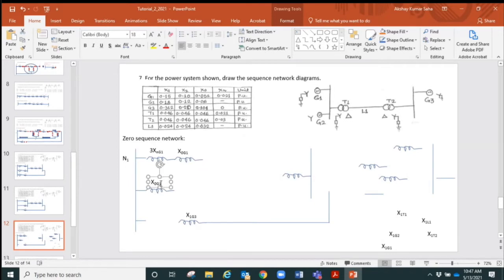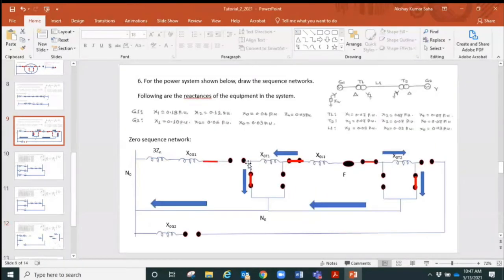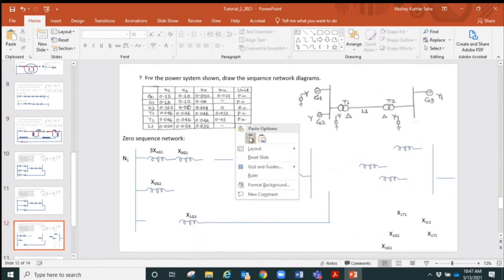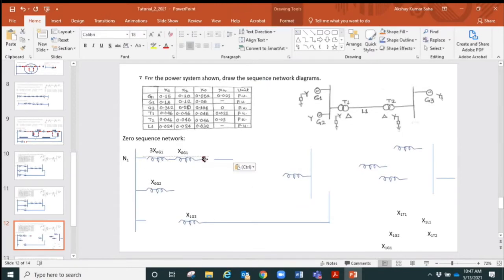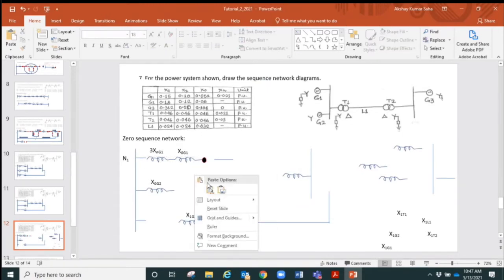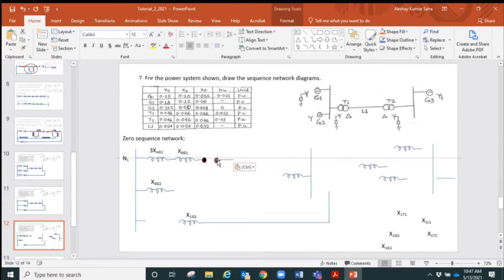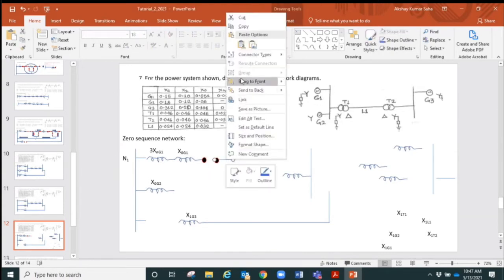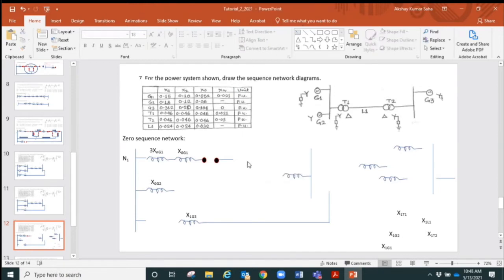So X0 of G2, and if you remember, when we have the star connection, delta connection, we always start with something, we keep an open here to check, and then finally we will connect them. So I keep this open, this is for the generator, and then generator G1, and we have to do the same thing for the generator G2.